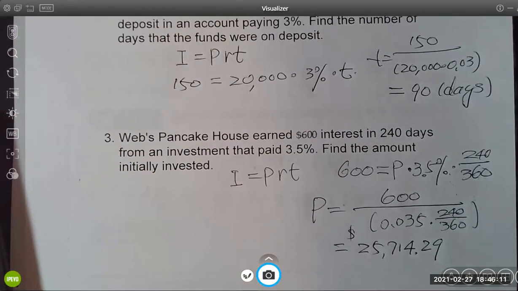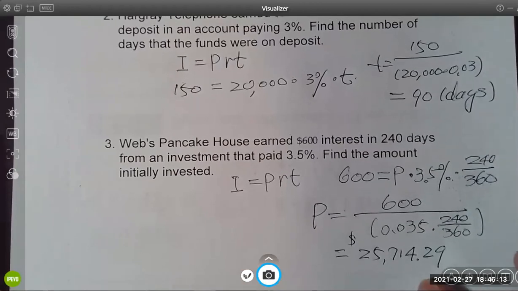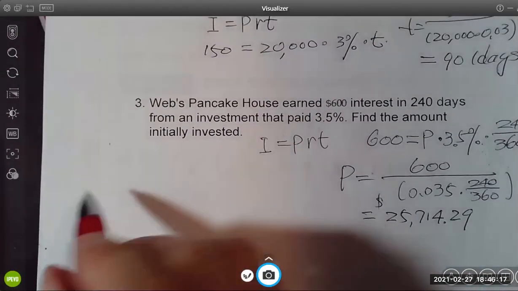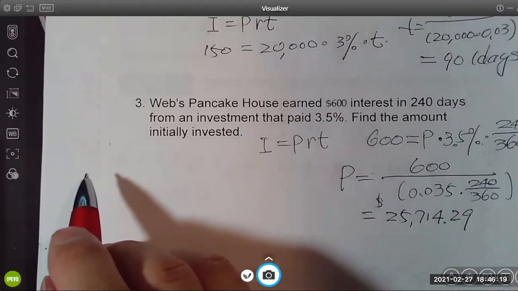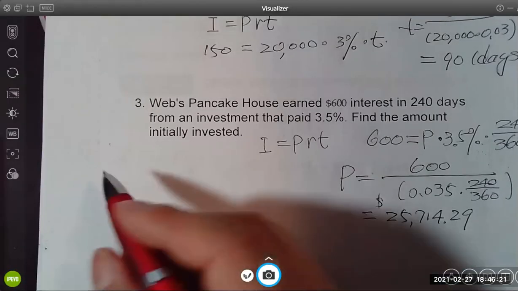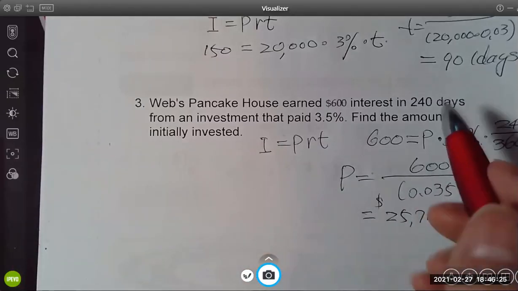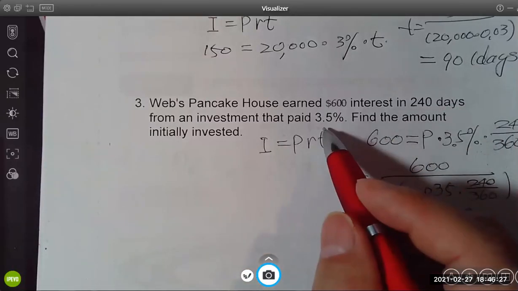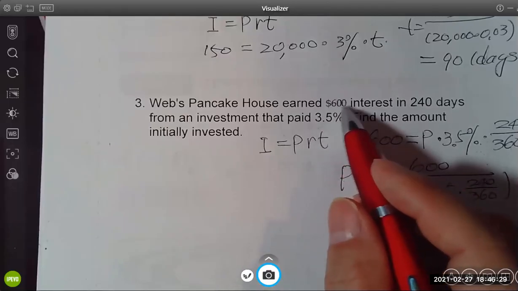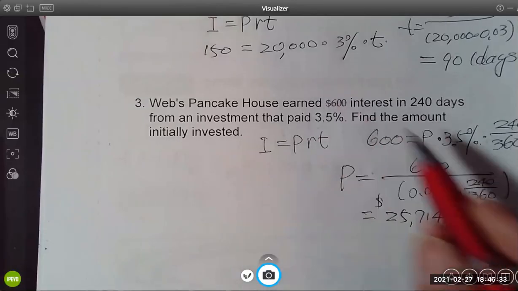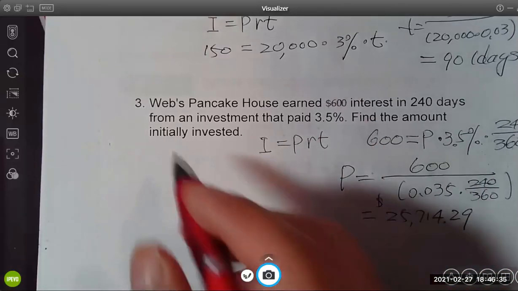How do we know this is right? Usually, if you're sure your calculation has no problem, you don't need to double check. But for the sake of this demonstration, let's do it once. We want to check if this is right. If this is right, in 240 days, paying 3.5%, we should get $600. Very, very close to that because we round to the cents, almost exact.